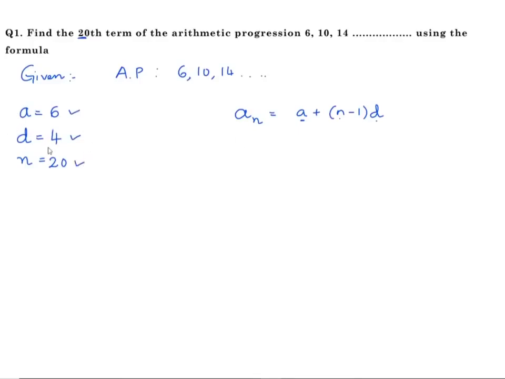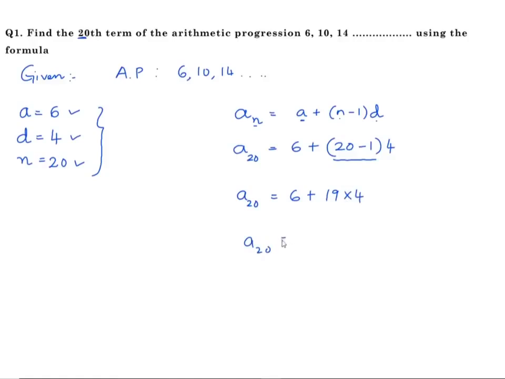Now, substitute all these values in the nth term formula. a as it is, what is the n value? a20 equals, what is the value of a? a is 6 plus, n value is 20 minus 1 as it is. What is the value of d? It is 4. Now, a20 equals 6 plus, always simplify the terms inside the bracket. That is 20 minus 1 is 19, into 4.